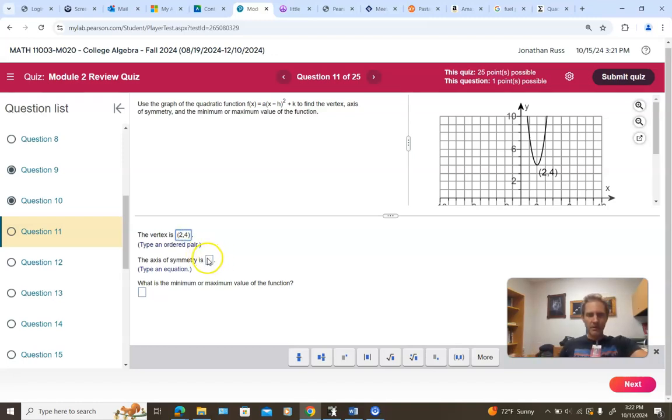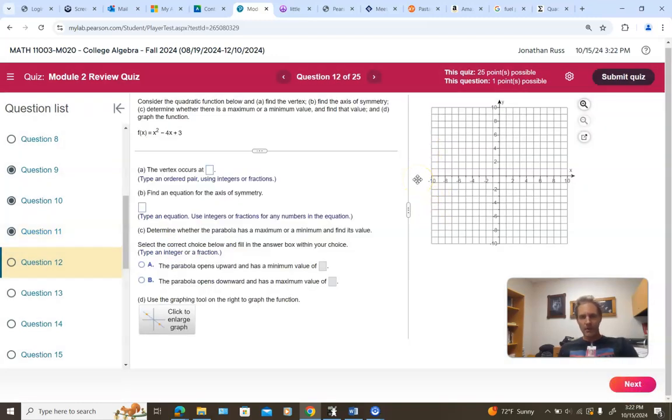And then the axis of symmetry always goes through the vertex, okay? And it always goes through the x-axis at that x-coordinate of the vertex, so 2 in this case. But it's an equation, so you have to type it in there as x equals 2. If you forget that part, you're going to miss it. And then, what is the minimum or maximum value of the function? Well, this function has a minimum, and the minimum itself is the function value, so 4. In this one, we don't have to worry about listing the value of x for which the minimum occurs.